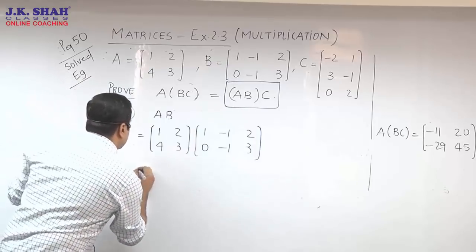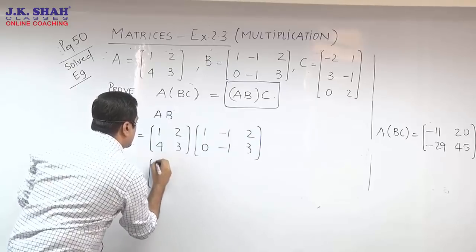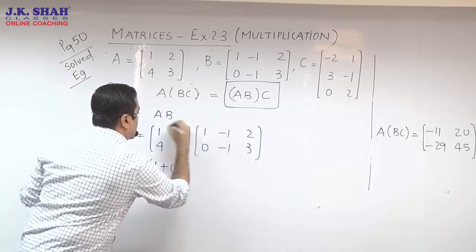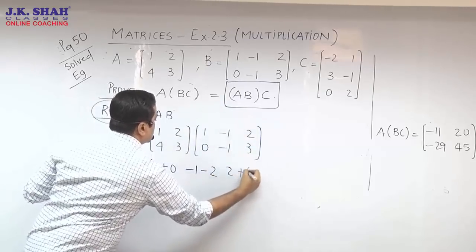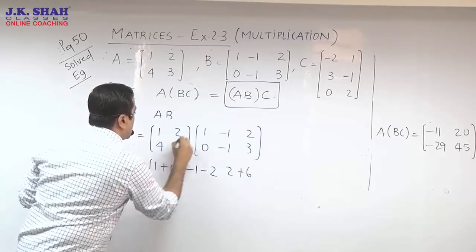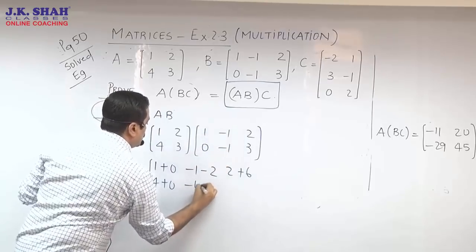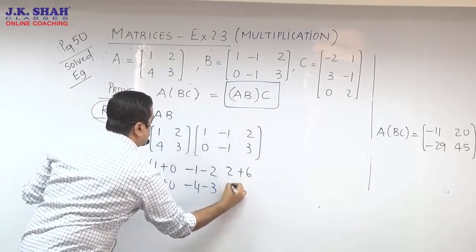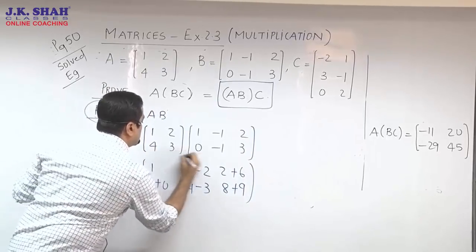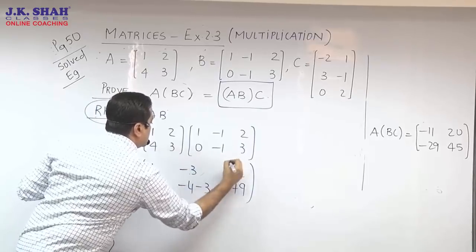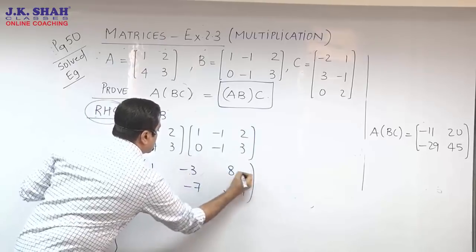So now, proceeding R1 C1. I'll go a bit quick. 1 plus 0, minus 1 minus 2. R1 C3, it's 2 plus 6. Then coming to R2, R2 C1, 4 plus 0. R2 C2, it's minus 4 minus 3. R2 C3, it's going to be 8 plus 9. So it's going to be 1, minus 3, 8, 4, minus 7, 17.